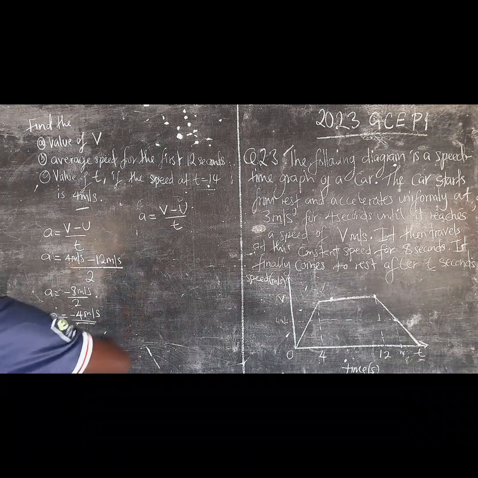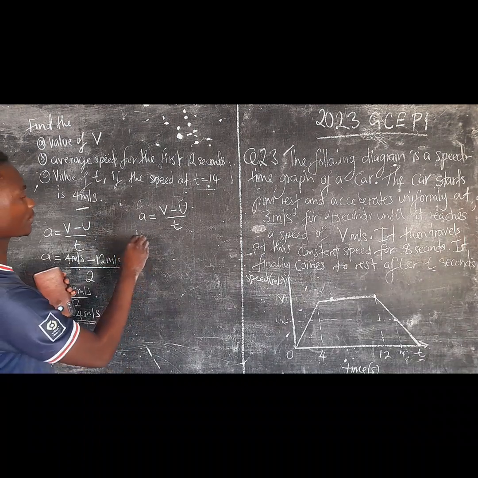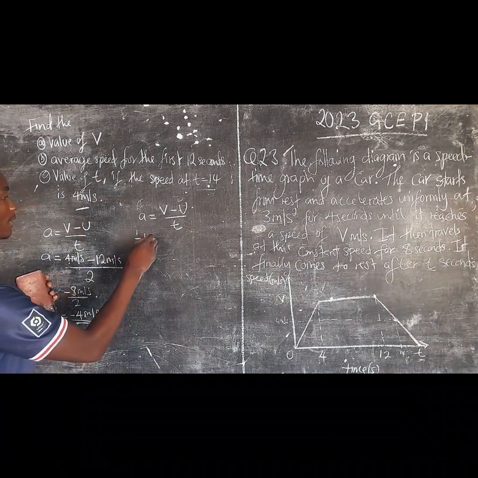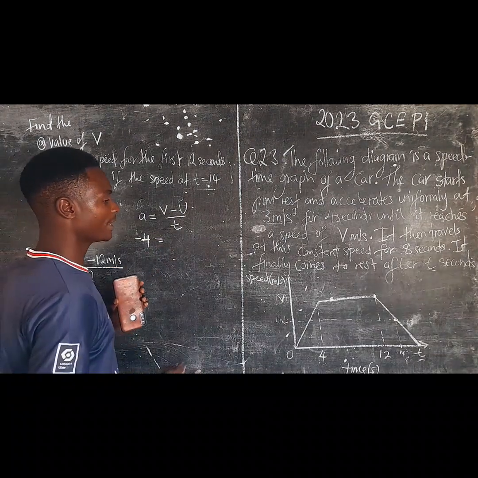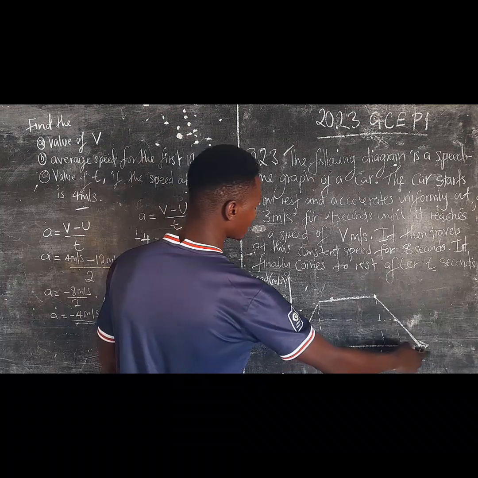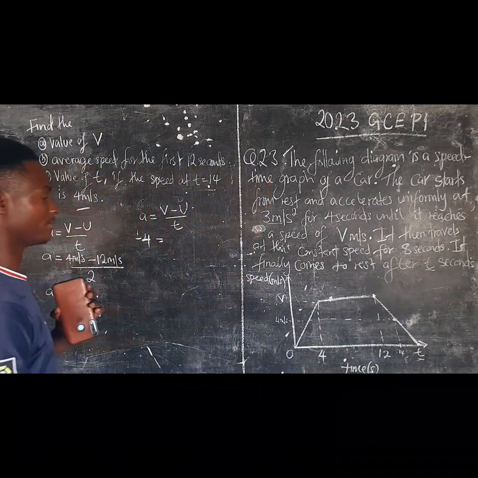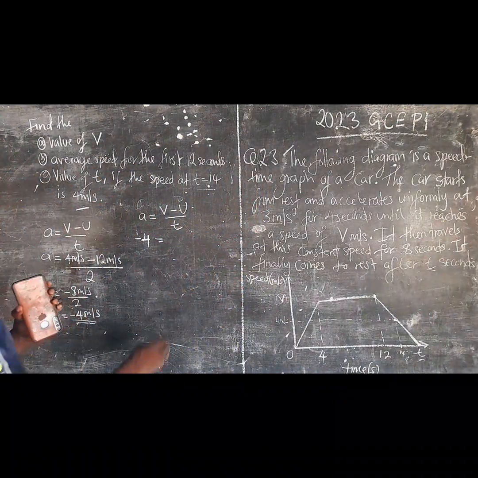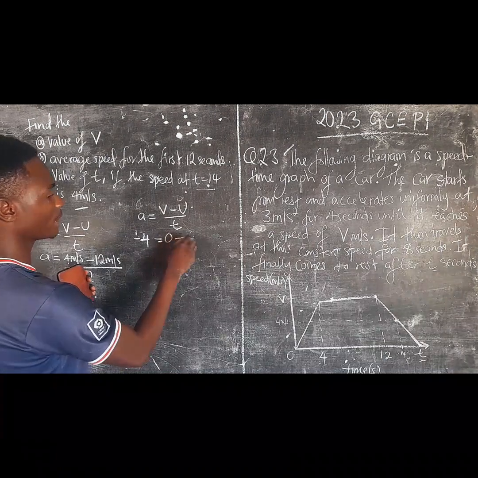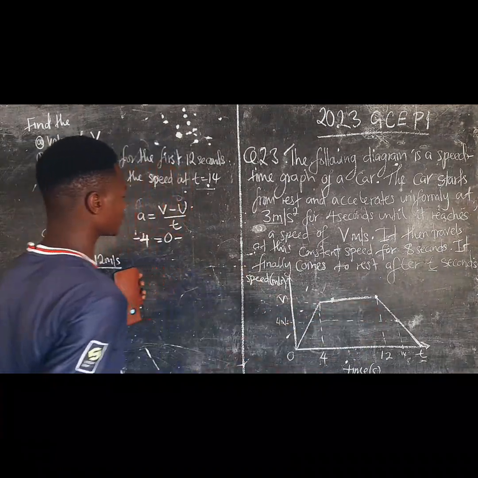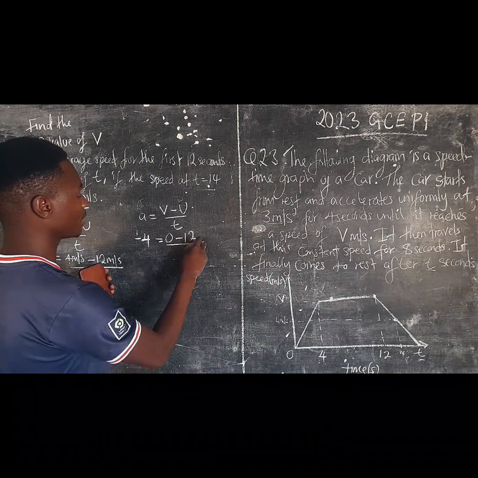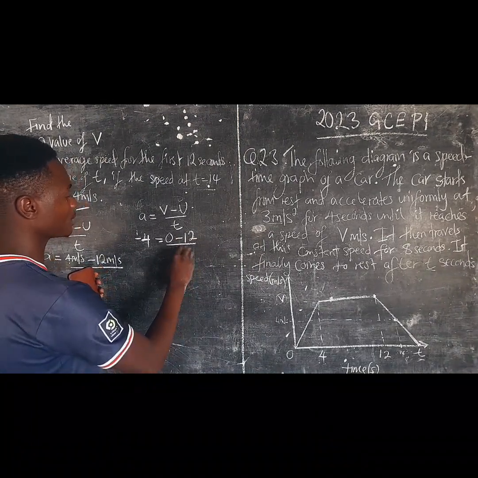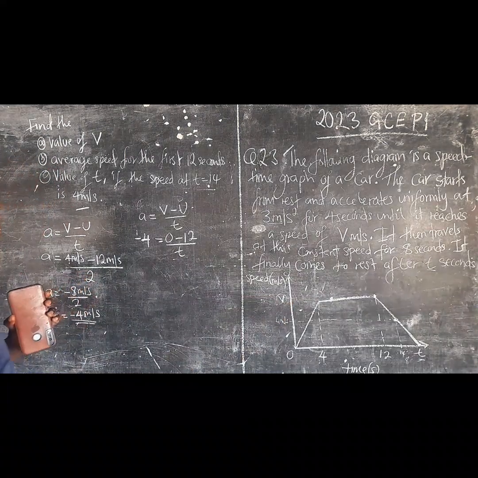What is the value of A? The value of A is -4. We've already found it here as -4, which is equal to, what is the final velocity? The final velocity is 0. What is the initial velocity? Initial velocity is 12. All right? 12 over t, which is time taken.